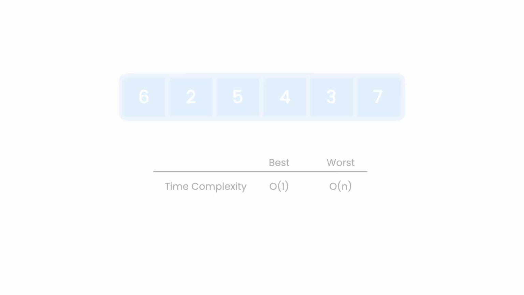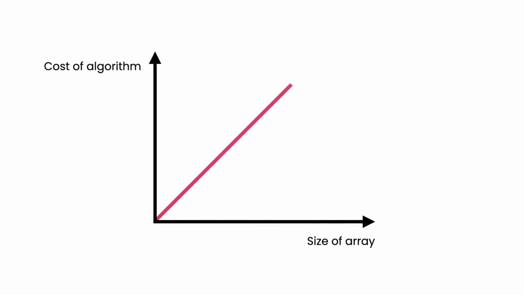Now, this algorithm is called the linear search because the cost of this algorithm increases linearly and in direct proportion to the size of the array. So as the array gets larger, the cost of our algorithm also increases in a linear way.